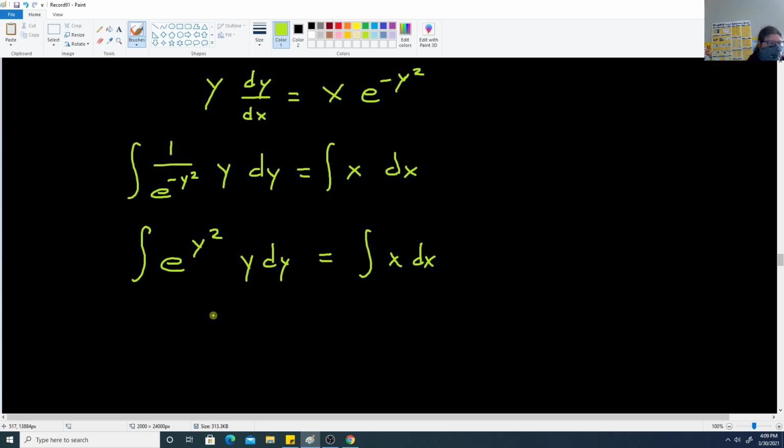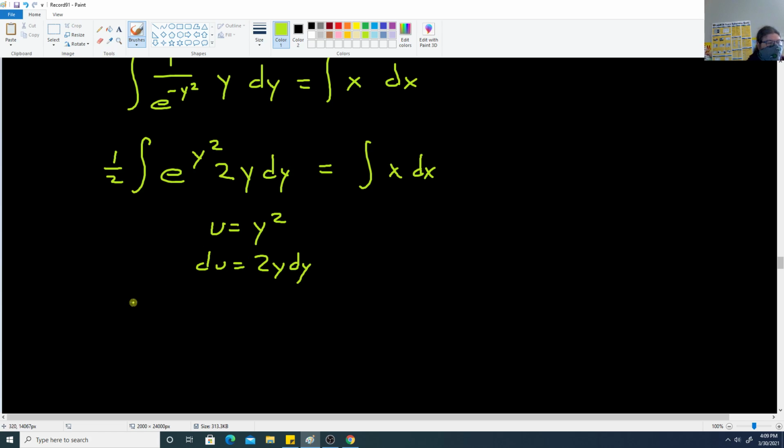We're going to let u equal y squared, so we're going to have to use u substitution to solve this part. U is y squared, then du would be negative 2y dy. We have y dy here. So I said negative, it should just be 2y dy. So we'll put a 2 there to get a 2y dy. We'll need to put a 1/2 out front to balance. So I will have 1/2 integral of e to the u, 2y dy becomes du, and then that's going to equal the integral of x dx, which is 1/2 x squared plus c.